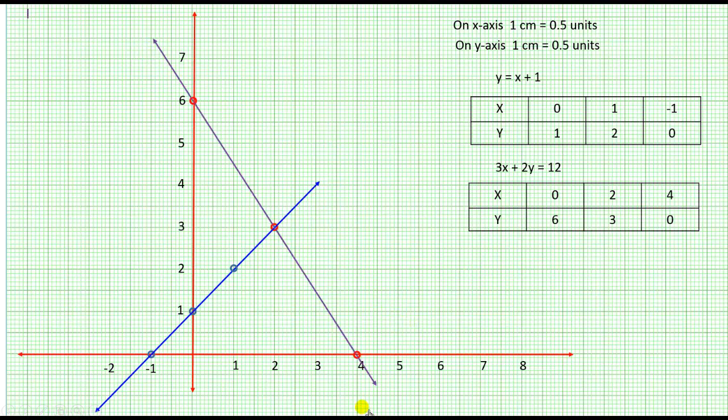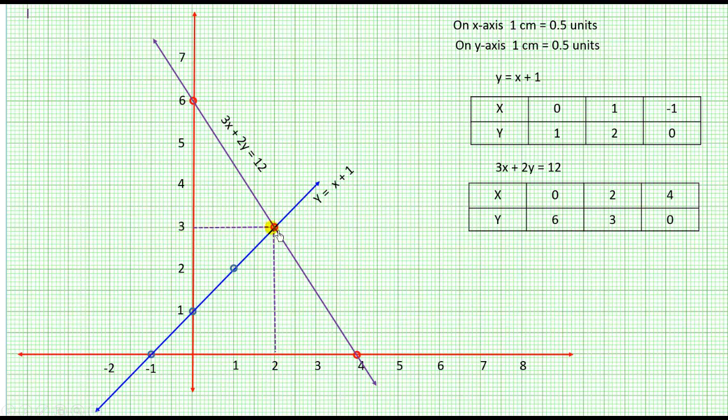So this line will be the required line, and we see that this line intersects at this point, and therefore the solution of these two equations, y is equal to x plus 1 and 3x plus 2y is equal to 12, will be x is equal to 2 and y is equal to 3.